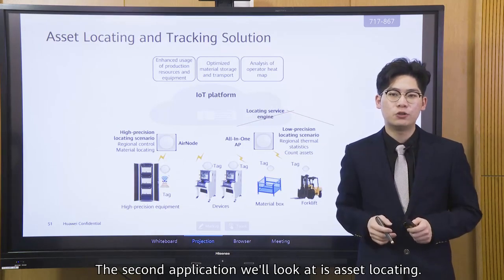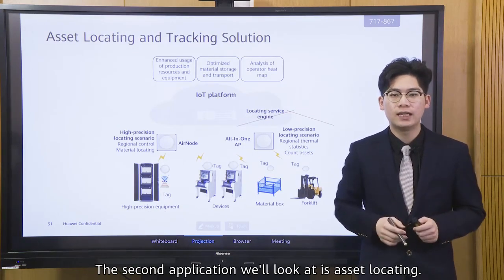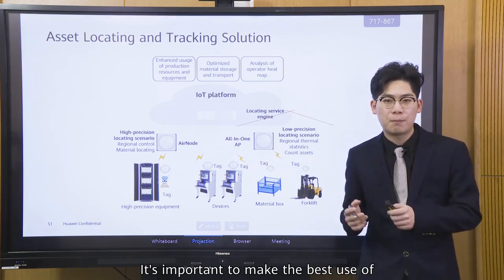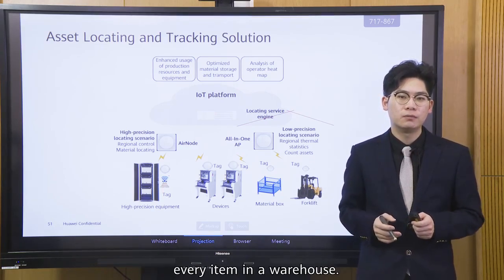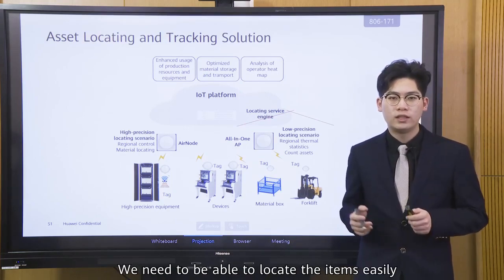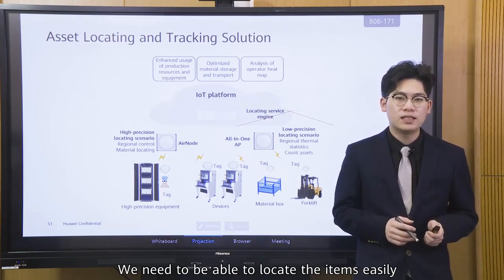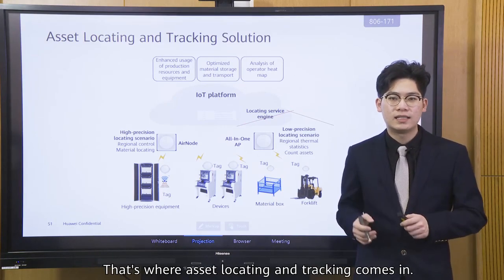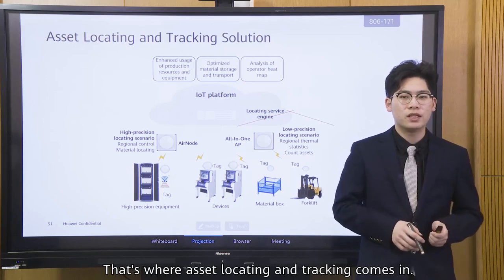The second application we will look at is asset locating. Asset locating is a common application in campus and industrial scenarios, because warehouses are used to store assets in campus and industrial scenarios. It's important to make the best use of everyday items in the warehouse. We need to be able to locate the items easily and know their validity periods. That's where asset locating and tracking comes in.